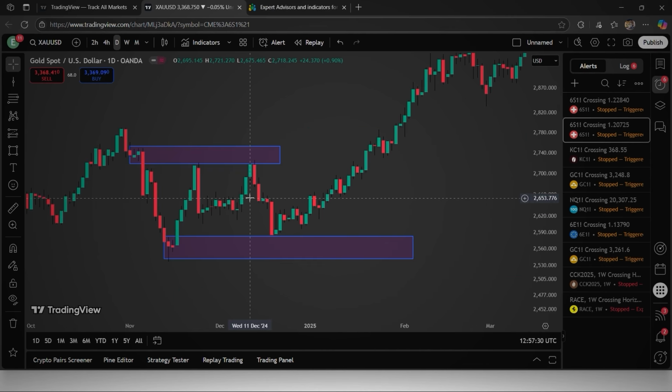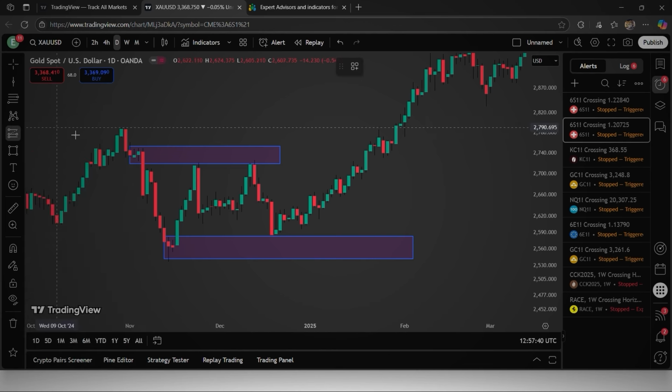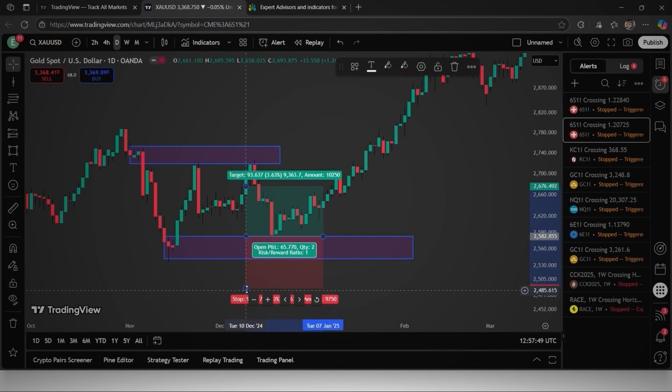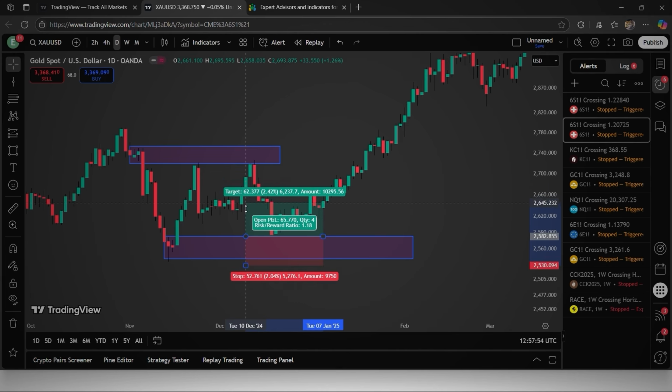The way I would do this is I would find the built-in TradingView indicator called long or short position, and then I would take the long position for demand levels and I will put the entry right on the first line of the rectangle, and I will put the stop loss right beneath the rectangle, and I would target a 1-to-1 or a 1-to-2 profit target.